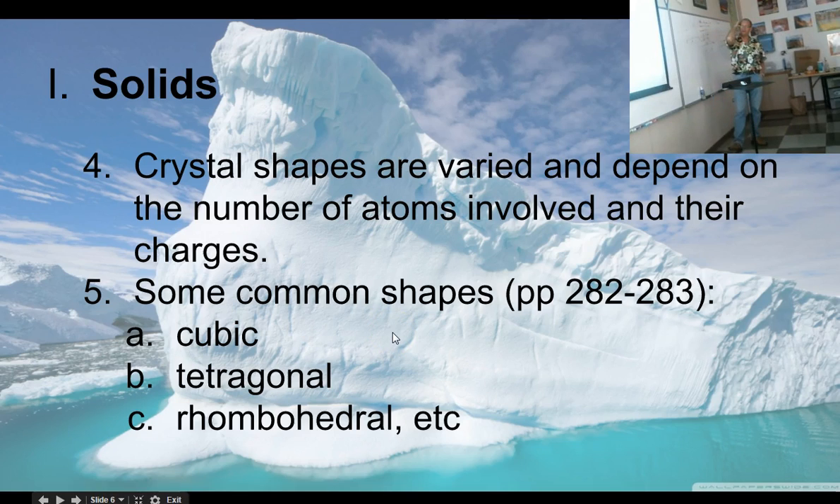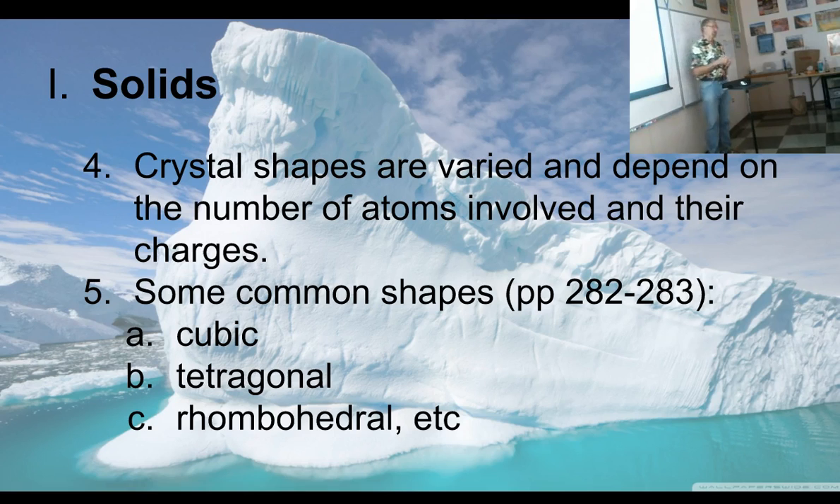Crystal shapes are varied and depend on the number of atoms involved and their charges. So there's lots of different crystalline shapes, and if you look at pages 282 and 283 in your book, you will find many of them. I'm just going to give you three. You don't need to write them all down in your notes. You have a textbook. But these crystals will keep that same shape as the crystal grows. As more and more molecules of that substance are laid down, the crystal keeps the same shape. So a cubic crystal will be cubic no matter how big it is.